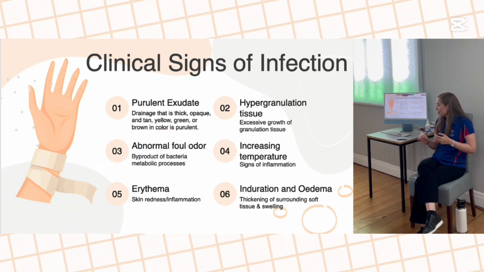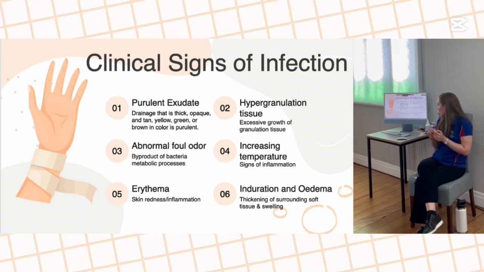Abnormal foul odour, it smells pretty badly if you get a wound that's not happy. And it's just a byproduct of the bacteria. We have increasing temperature, so it's a sign of inflammation. You'll see redness as well with erythema, and it depends on how deep or how much the infection is, but it can spread if we're not addressing it properly, which is then a risk of that infection getting into other structures like the tendon sheath or the bone, which is very bad. So we want to address the wound infection so it doesn't have more complications moving forward.